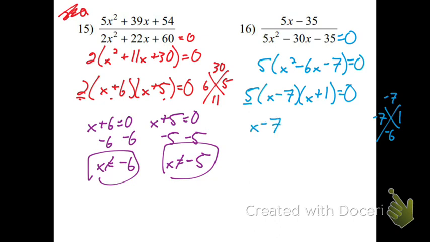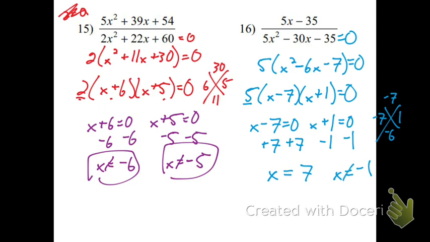So x minus 7 equals 0. X plus 1 equals 0. I add 7 to both sides. Subtract 1 from both sides there. I get x equals 7. X equals negative 1. I put a slash through both of those, box them up, and that, ladies and gentlemen, is the entire assignment.